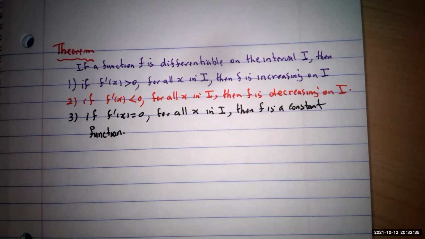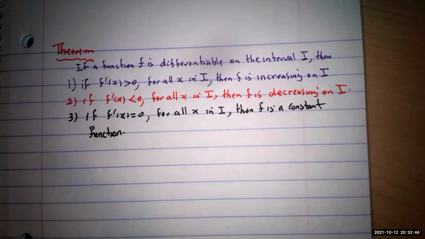So what would happen in that case? In that case, the function is going to be a constant function. So this would give us a tool. This means in order to find out whether the function is going to be increasing or decreasing, we have to find the derivative of the function and determine the sign.